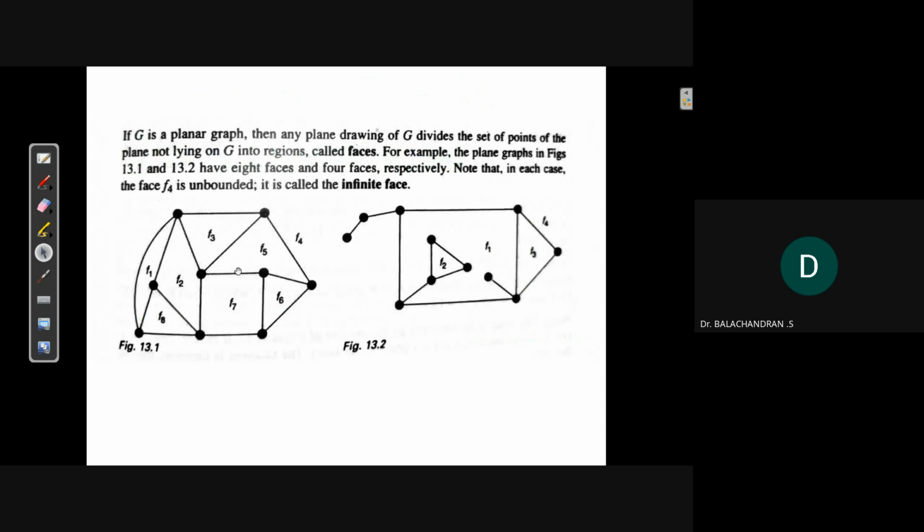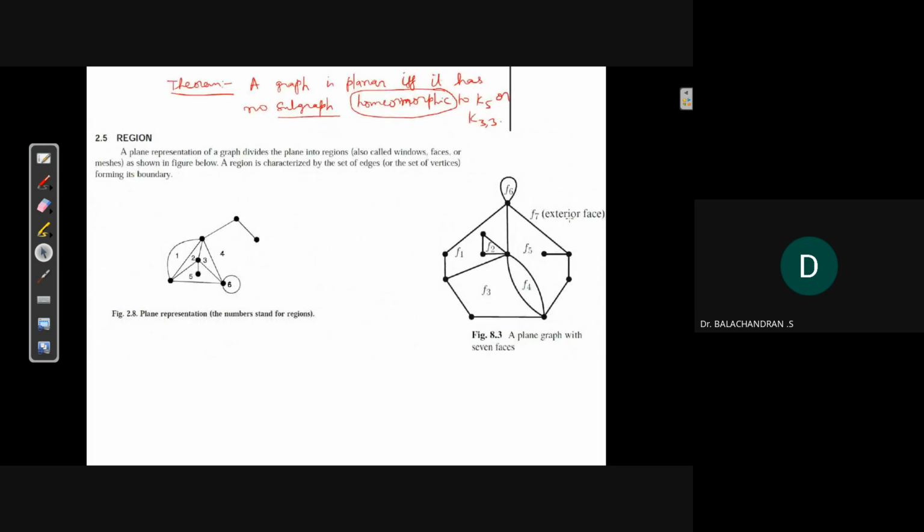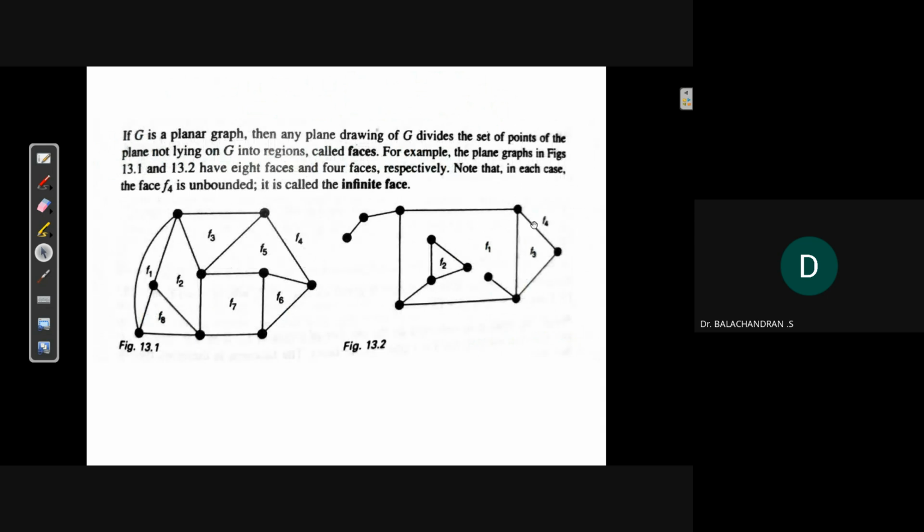Okay. Now here they are telling the total number of faces. F1, F2, F3, and F4, which is unbounded. It is called what? Infinite face, or exterior face. And here also F4 is what? Infinite face or exterior face. So in total, in this graph we have four faces.